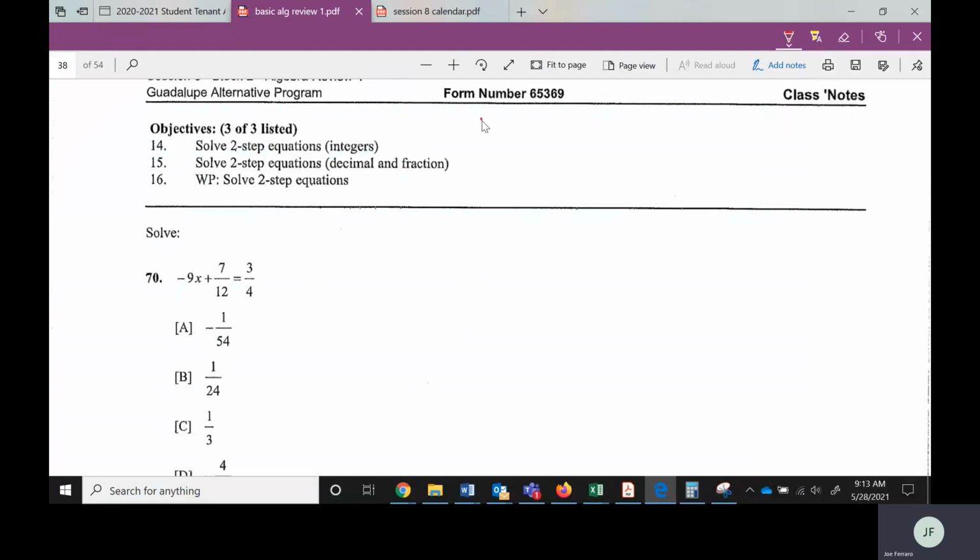So to solve two-step equations, this will be very short. To solve, or what we say undo the variable, you're going to perform the order of operations in reverse.